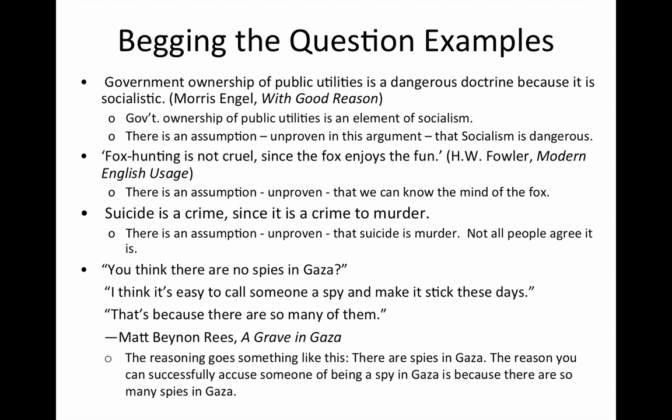And then an exchange of dialogue from a novel. The reasoning goes something like this: there are spies in Gaza. The reason you can successfully accuse someone of being a spy is because there are so many spies. So the person who questions, you think there are no spies in Gaza, is assuming that there are already spies in Gaza. And so their justification, there are so many spies in Gaza, doesn't really get that person very far in the reasoning.